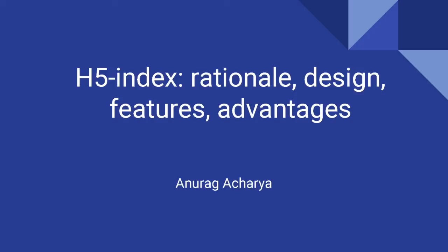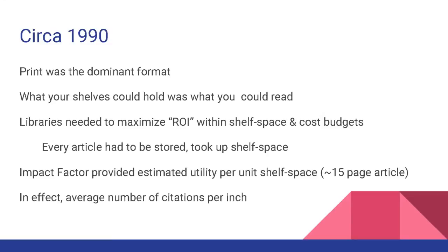Let's take a step back in time. 1990 is just an arbitrary date that I picked. Go back to the time when the journal metrics that are popularly used were designed. What was the situation then? What were the metrics designed to measure? For what purpose? Recall that at that point, print was a dominant format. As a library, what your shelves could hold was what you could read. As an author, what your library had was what you read.